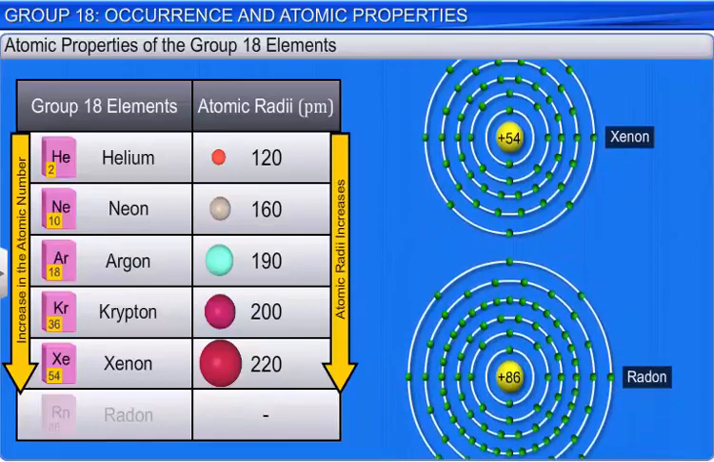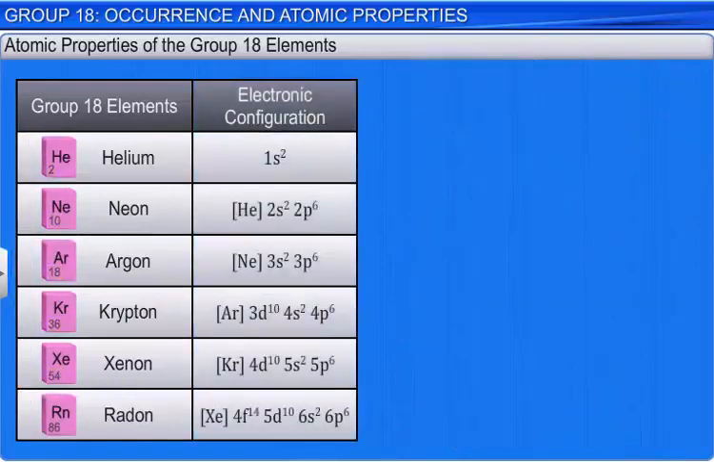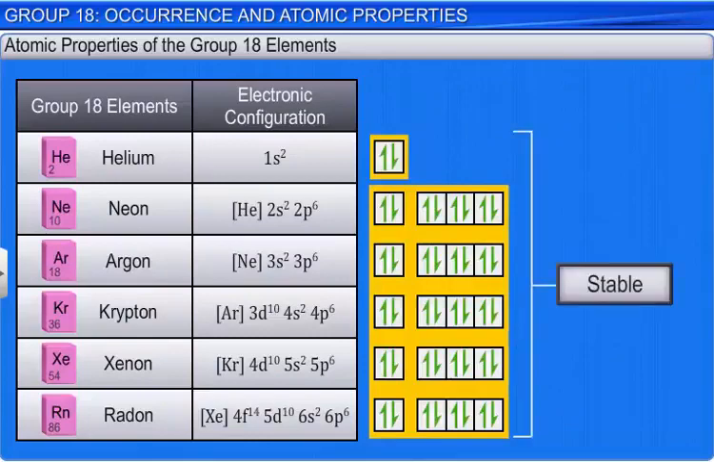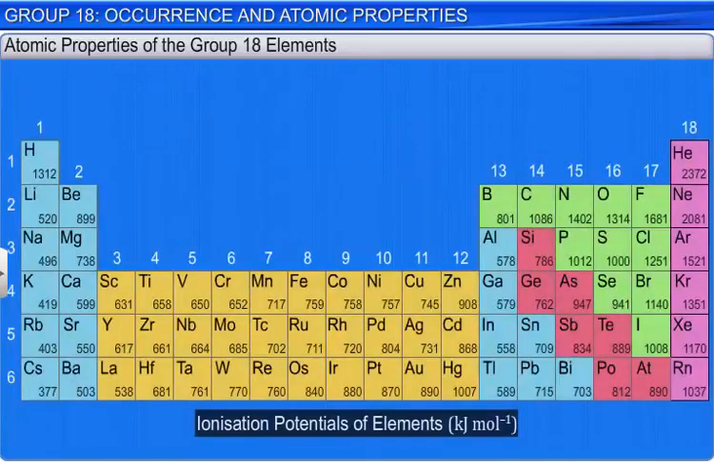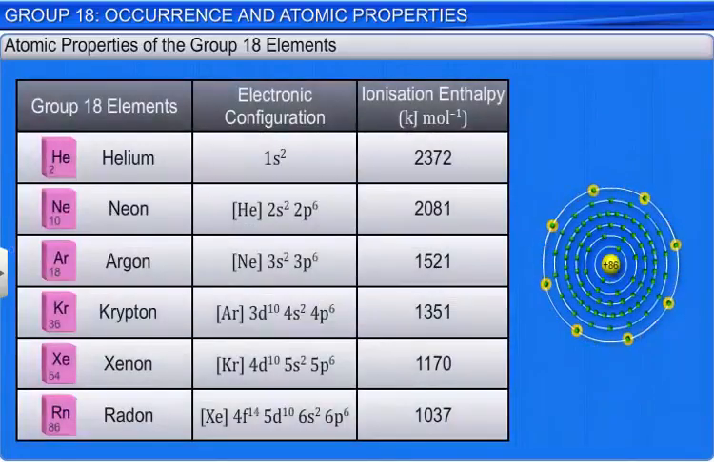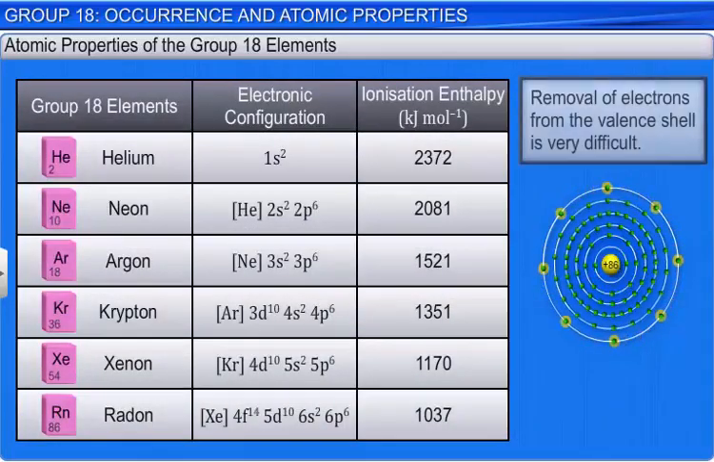Talking again about their electronic configuration, you know that these elements have closed shell structures, which render them stable. As a consequence, these elements have very high ionization potentials. In other words, the removal of electrons from the valence shell is very difficult.